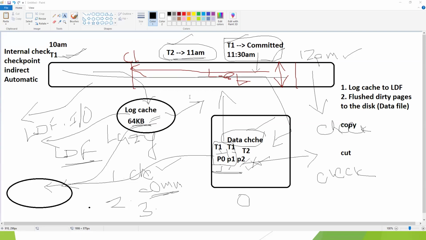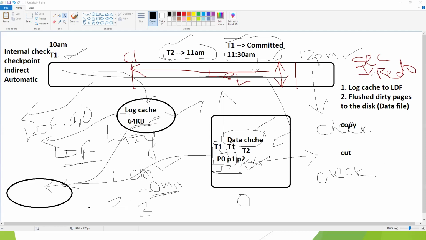No, so this is the process, right? Checkpoint is the only thing that will write the pages from the data cache. If it is Always On, that is a different story. If it is Always On or database mirroring, or any log shipping secondaries, so if that is the secondary server, that is a different story. We have something called the redo thread. The redo thread takes care of reading and reapplying those pages to the data file.